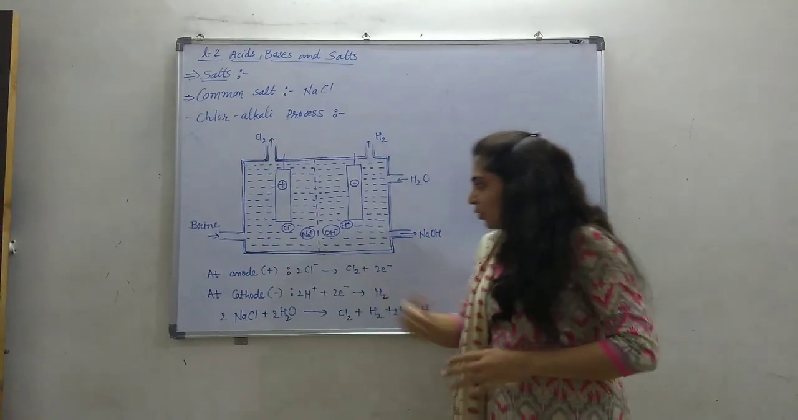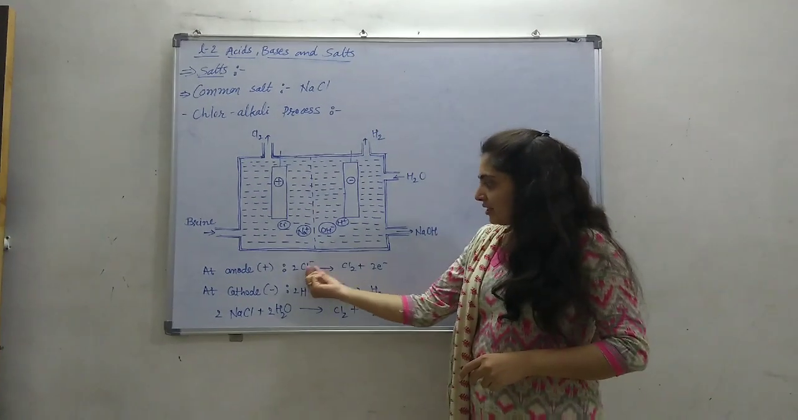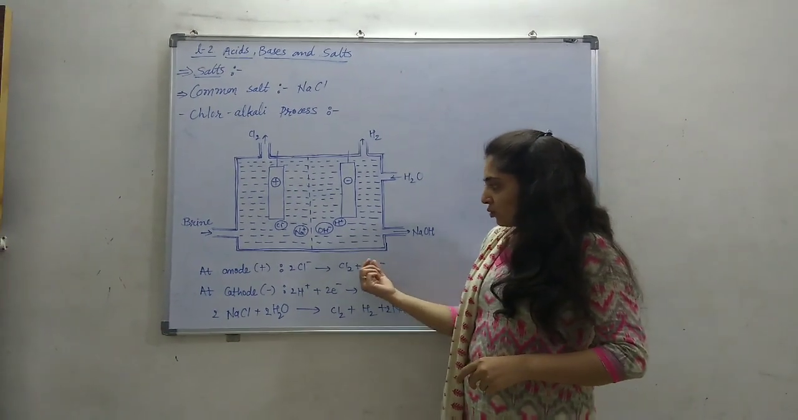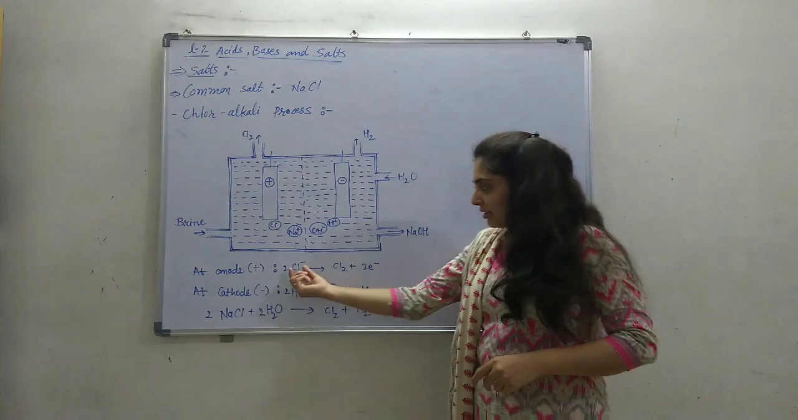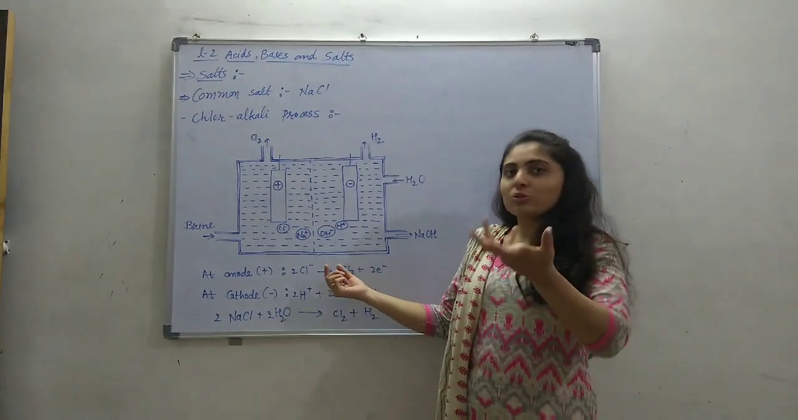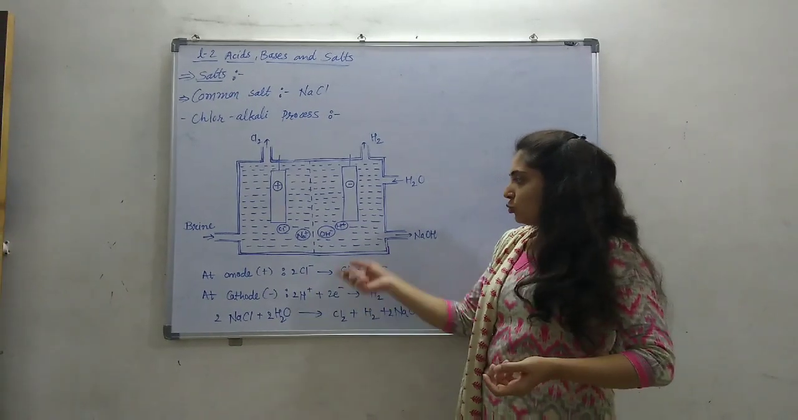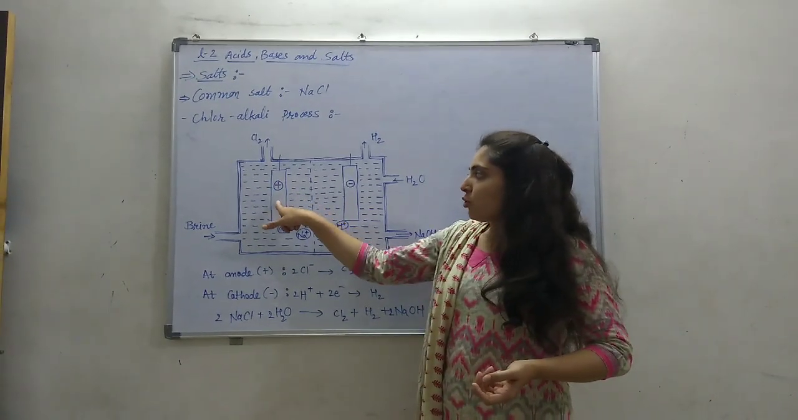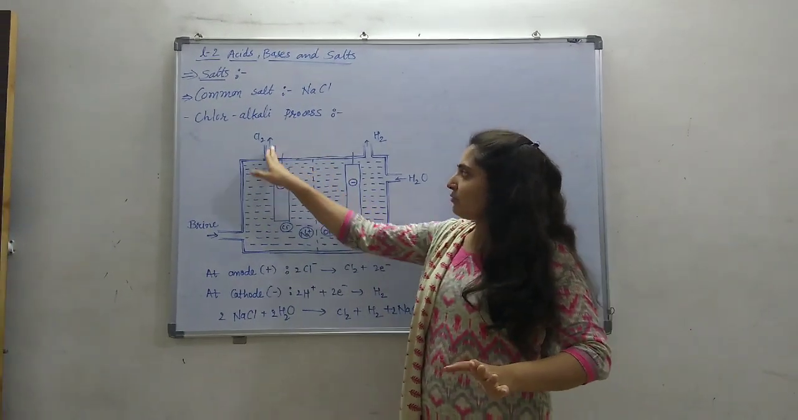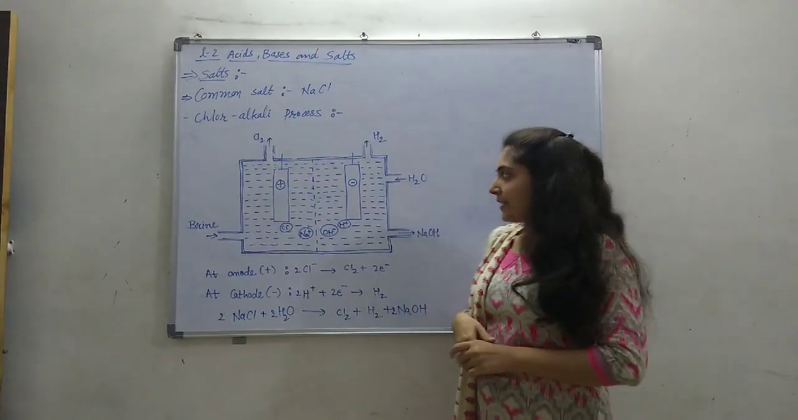So at the anode, which process is occurring? Cl- gives one electron each. Two chloride ions give two electrons, and after giving the electrons they become neutral, making Cl2. So Cl2 gas will be accumulated and collected from the upper side.